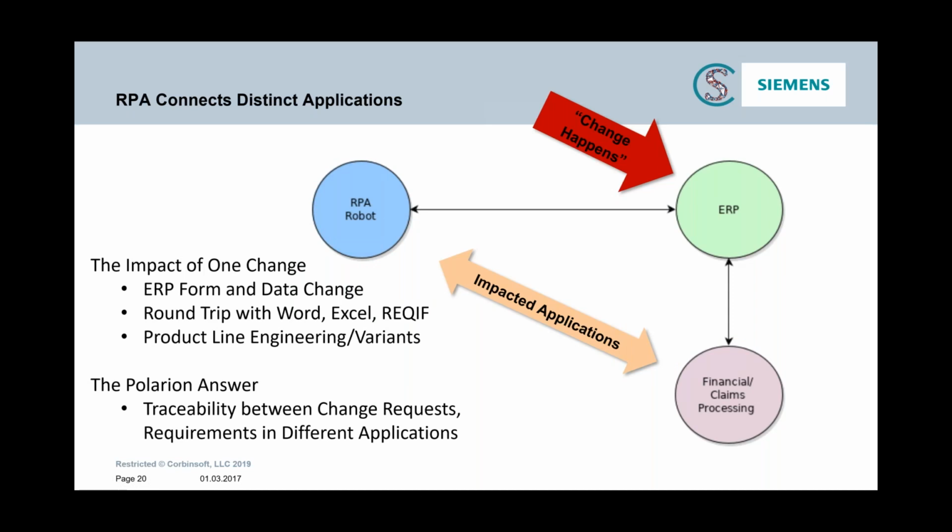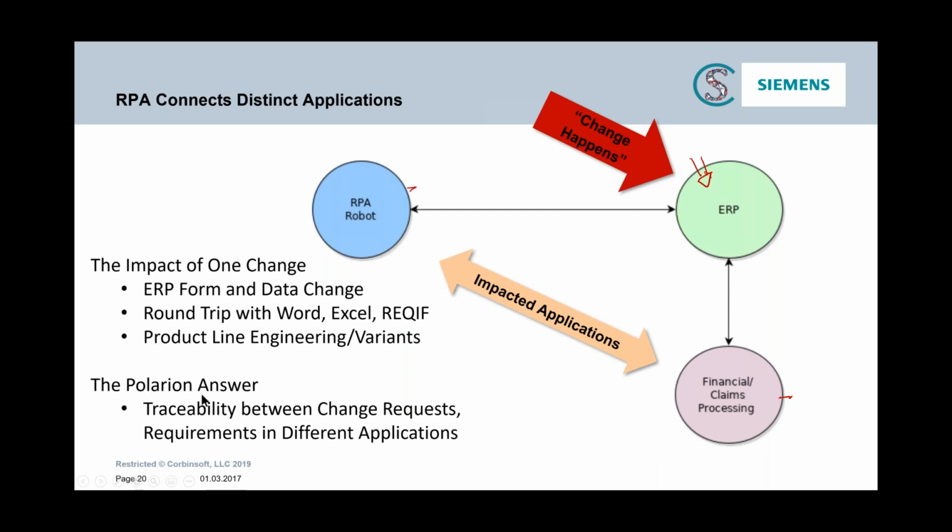So when we have the tool chain that we saw before, in fact, we can see that the robot might interact with an application, the ERP application, and when change happens to this ERP application, it might affect the claims processing interaction and certainly the robot. So one change could potentially deal with a multiplicity of issues with the robot.